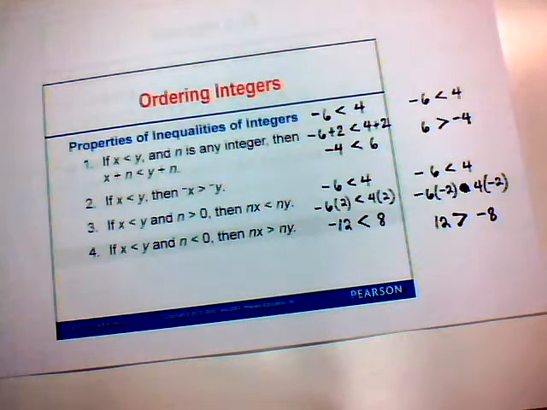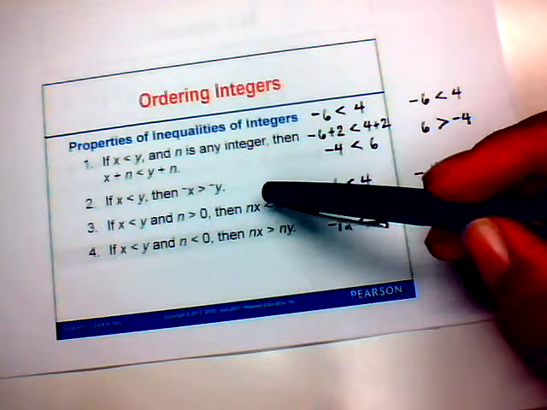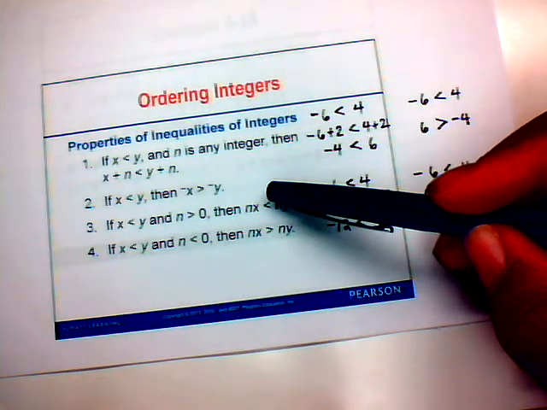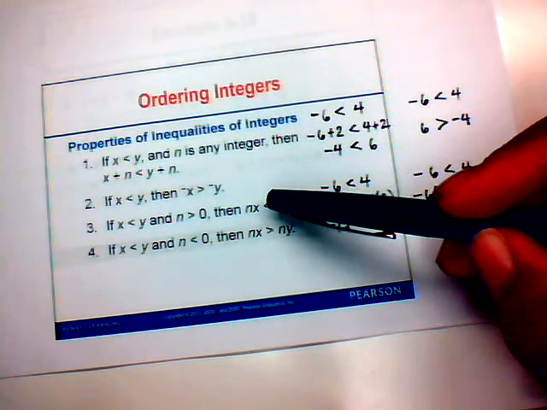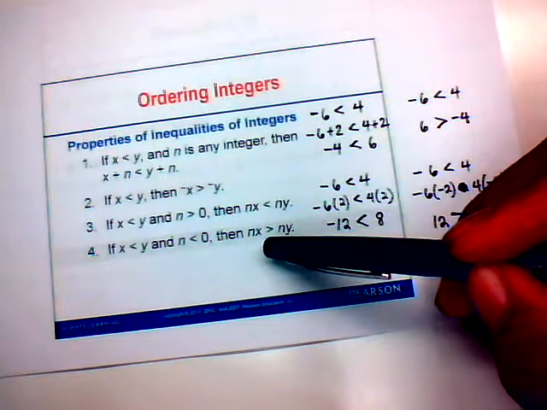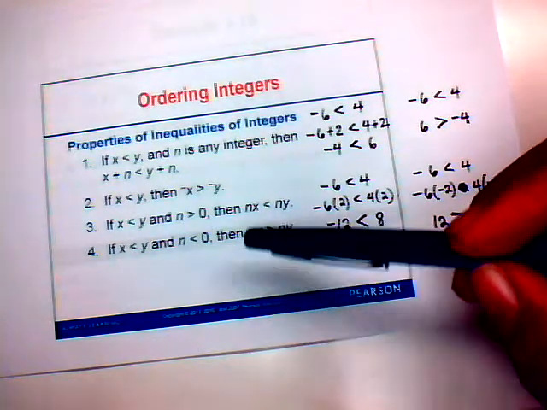The inequality symbol reversed. So to put all this in perspective, if you add or subtract on both sides of an inequality, the inequality symbol remains the same. Multiply both sides of an inequality or divide both sides of an inequality by a positive number, the inequality symbol remains the same. But if you multiply or divide on both sides of an inequality by a negative number, the inequality symbol will reverse to the opposite direction.